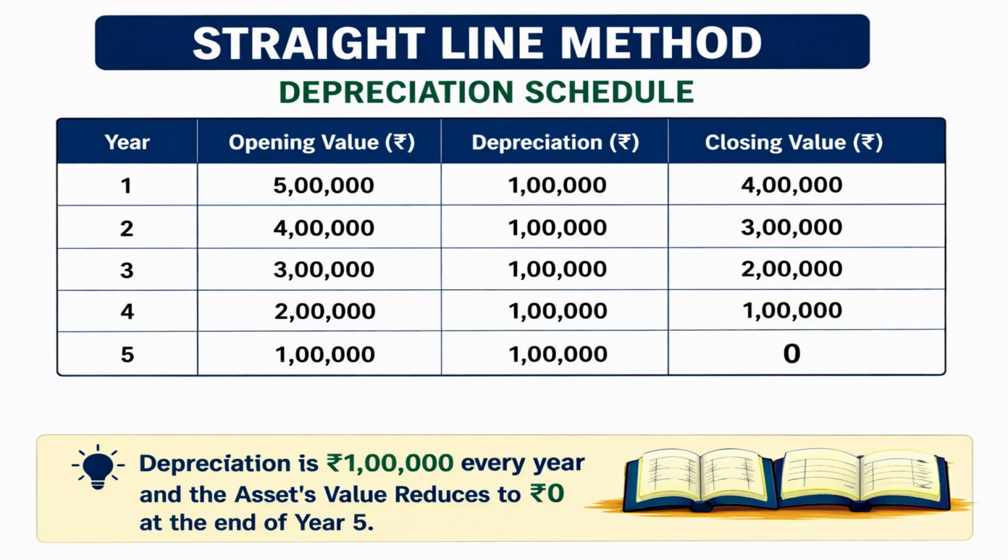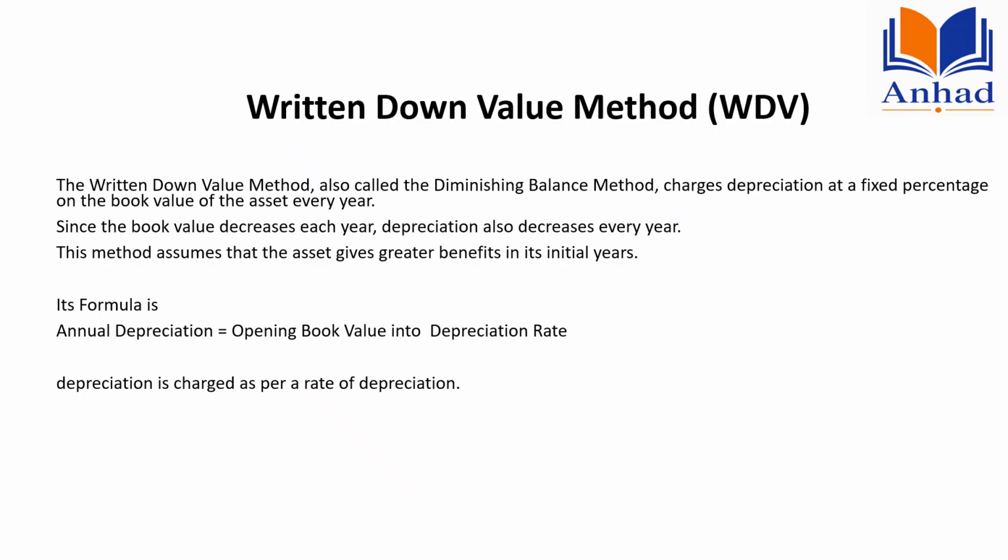Second method is written down value method, WDV. The written down value method, also called the diminishing balance method, charges depreciation at a fixed percentage on the book value of the asset every year. Since the book value decreases each year, depreciation also decreases every year.